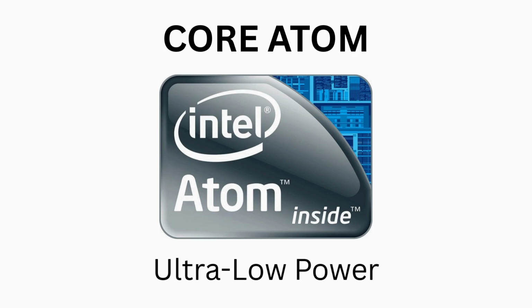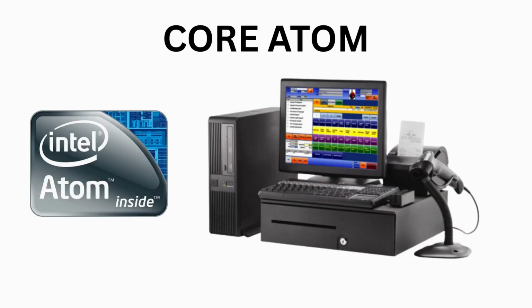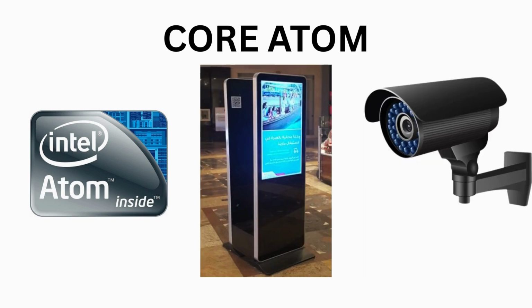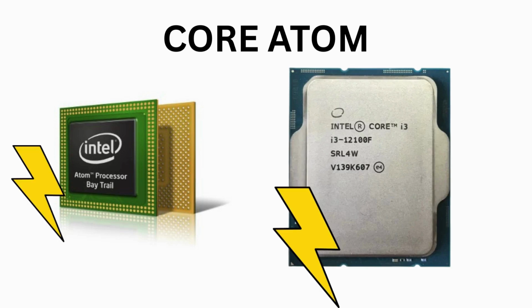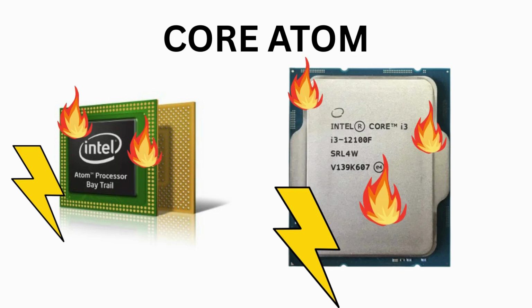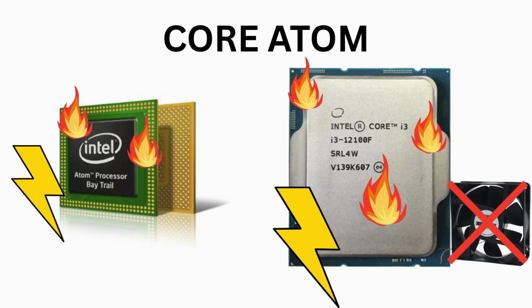So you'll mostly find them in things like point-of-sale machines used for payments, digital kiosks in malls or airports, and also embedded in devices like security cameras. These CPUs are designed to use very little electricity compared to Intel processors in laptops and desktops, so they barely generate heat. That's why they don't really need fans or big cooling systems like the other CPUs.